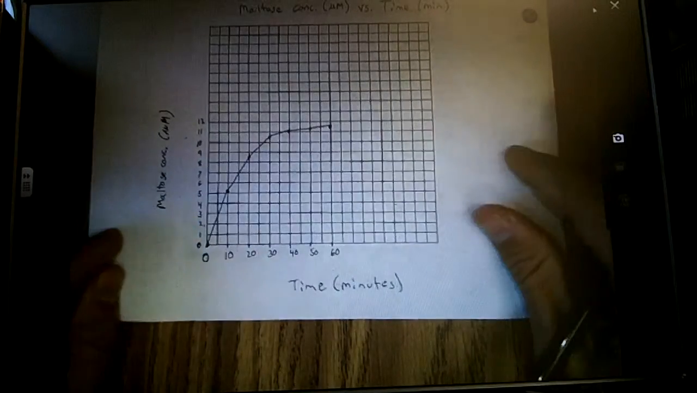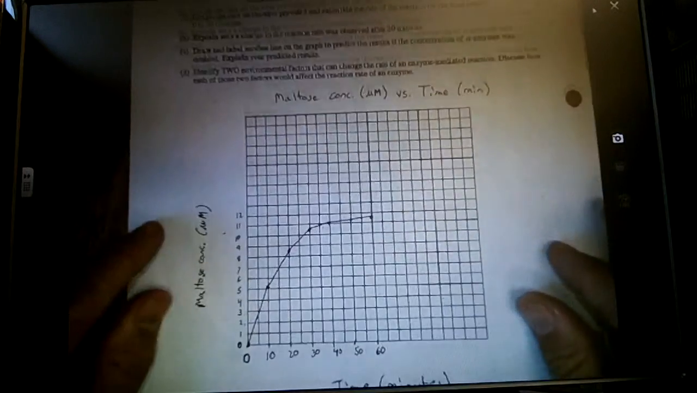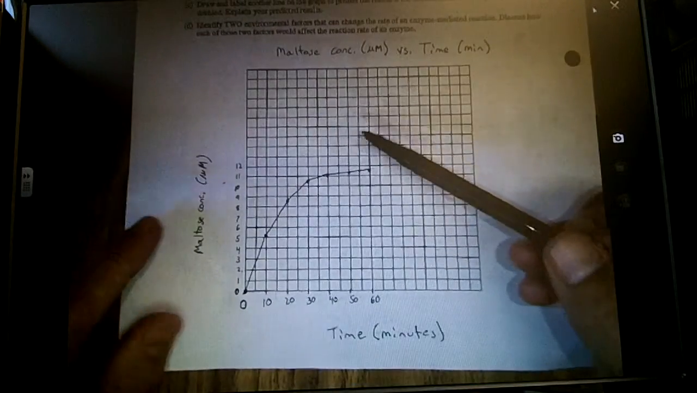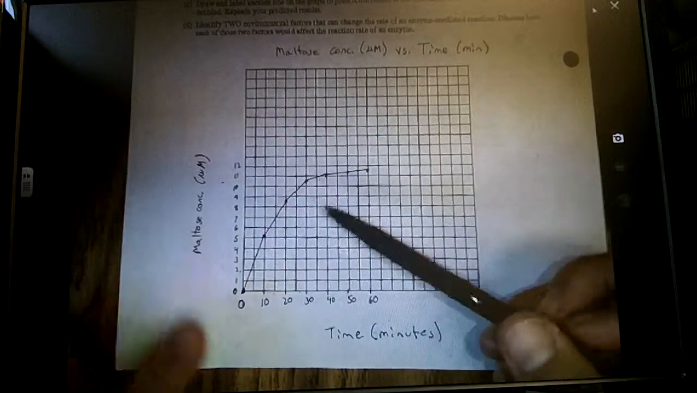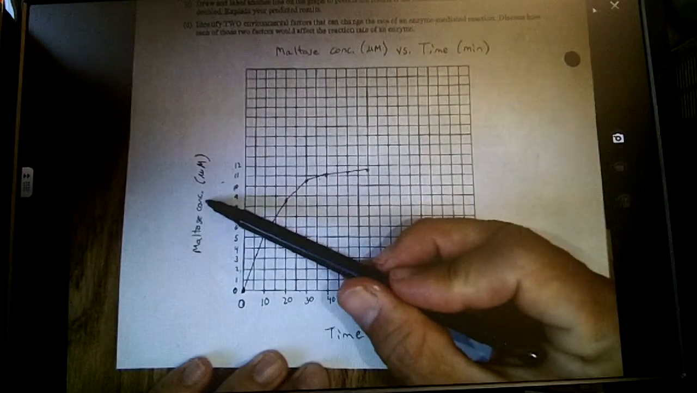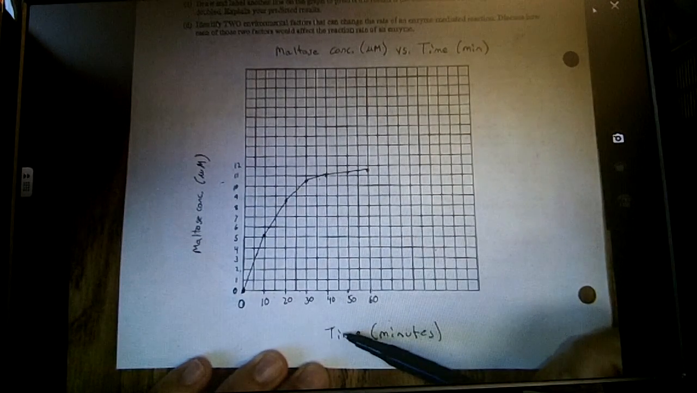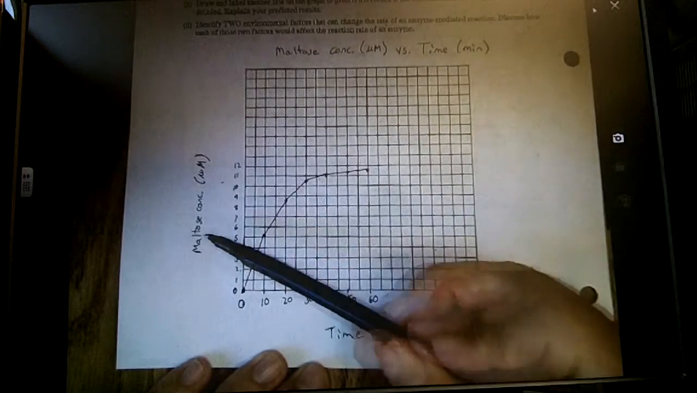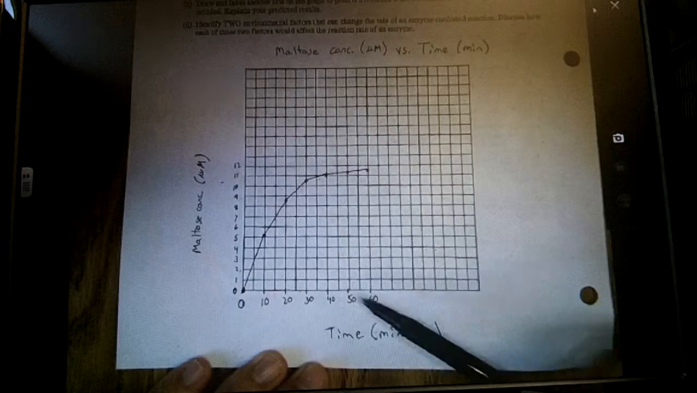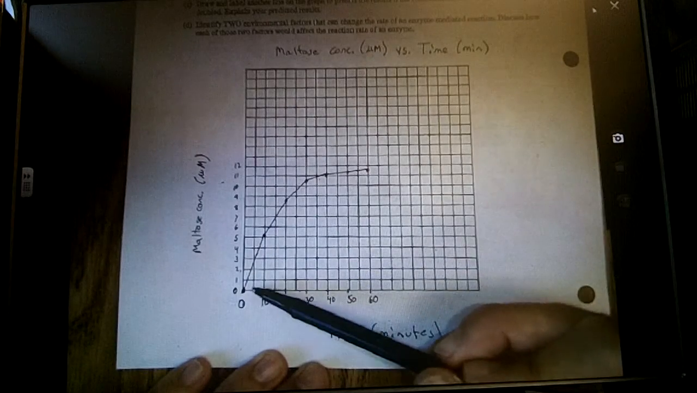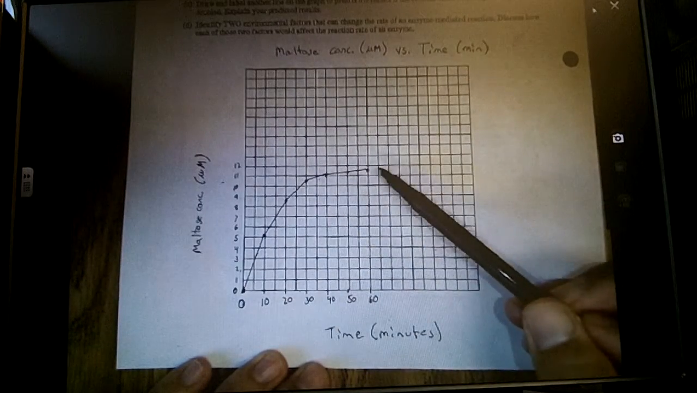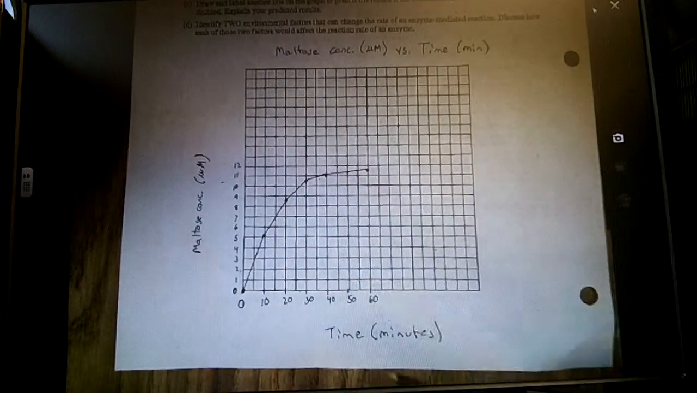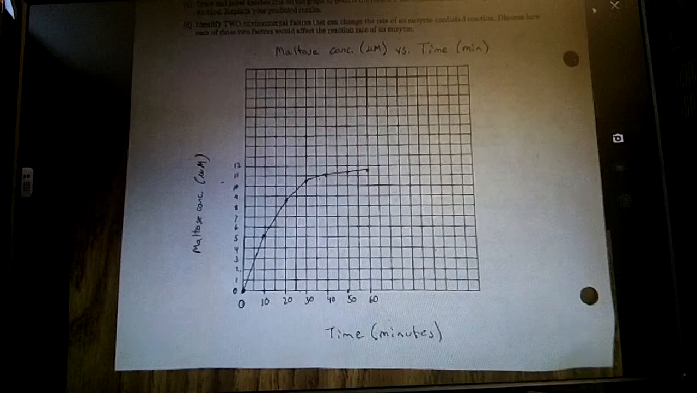So, there we go. Now, by the way, I would have got 3 points for this graph if I did all that correctly: correct axes, labeled axes, correctly oriented axes, correctly labeled, and with the correct plot of the points. There I get my three points for the graph.